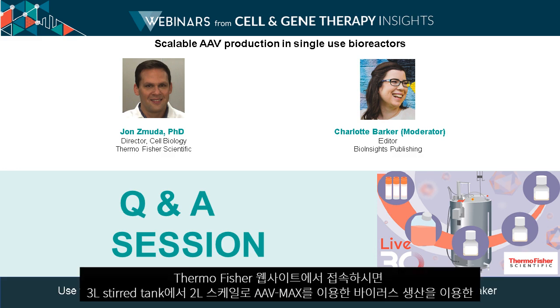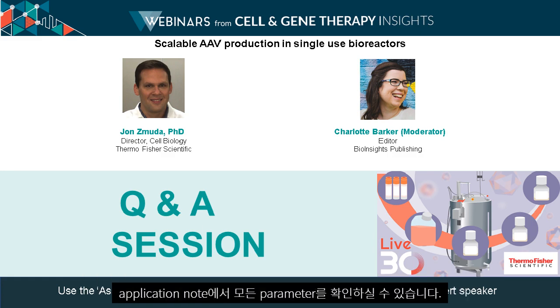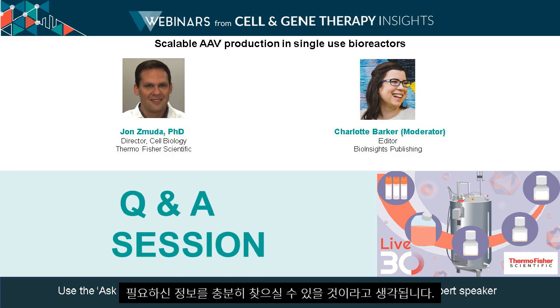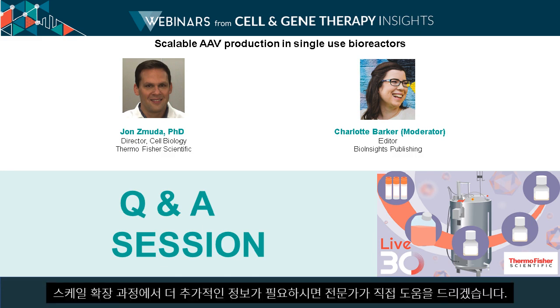So if you do go online, there is an application note for a 2-liter AAV-MAX production in a 3-liter stir tank, and it has all of the parameters called out in that application note that you can find on the Thermo Fisher website. And those parameters are highly consistent between the 3 and the 10-liter runs that would take place, for example, in a 15-liter stir tank bioreactor. So please have a look at that application note. I think there's quite detailed information in there. But as always, please feel free to reach out to us, and we'll certainly have one of our upstream experts help guide you in the scale-up process.